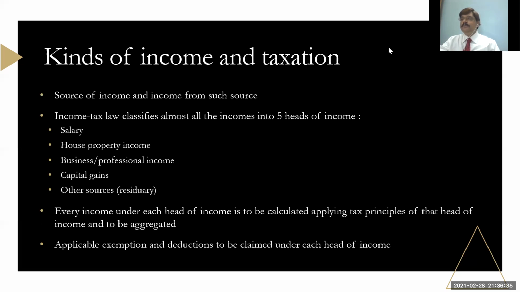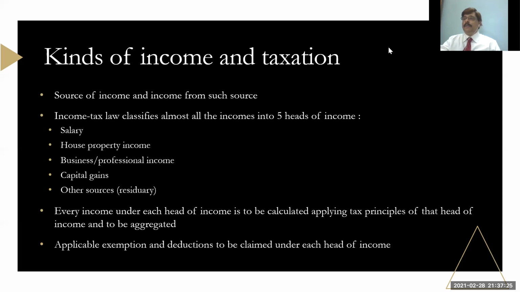Broadly, for the purpose of income tax law, incomes are classified into five categories. And these are main heads of income for tax. These five categories are salary, house property income, business or professional income, capital gains, other sources. Any income will fall within one of these categories. Last one, the other sources, is the residual head of income. If any income does not fall under salary or house property, business or profession or capital gains, then it will fall under other sources.